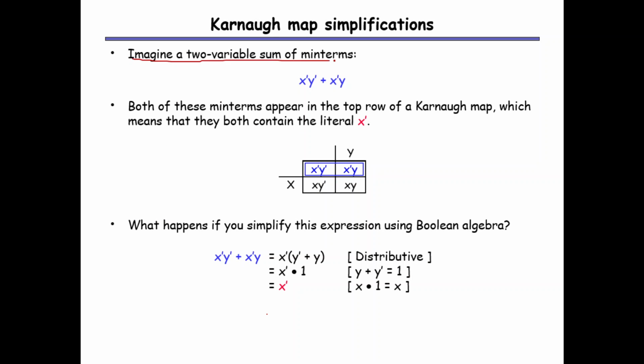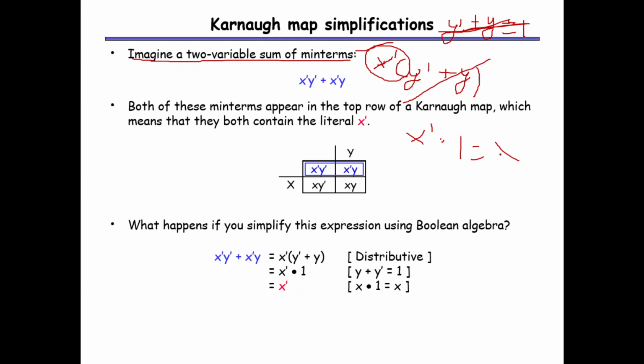Let's imagine the two-variable minterms, x prime y prime plus x prime y. I can directly simplify just by looking at it. I could simplify it right here to give y prime plus y. This is simplified because, as you know from the identities, y prime plus y gives us 1. So we're only left with x prime now, because x prime times 1 is still x prime.